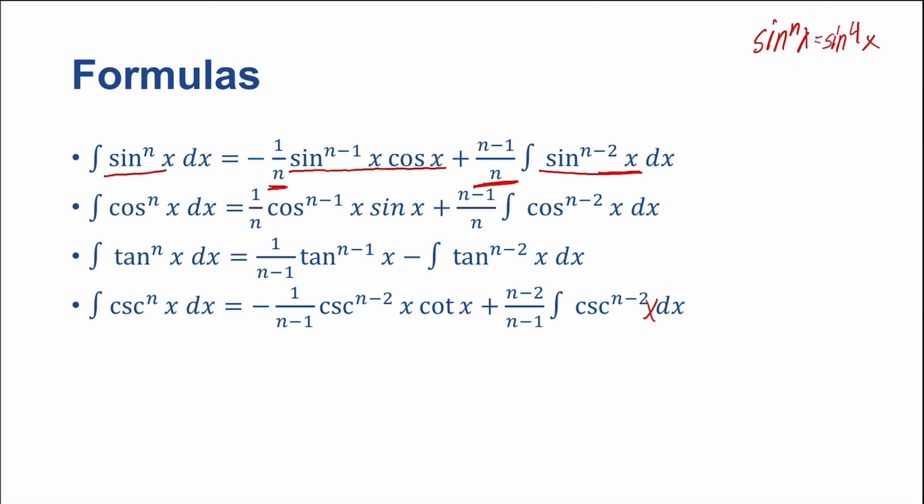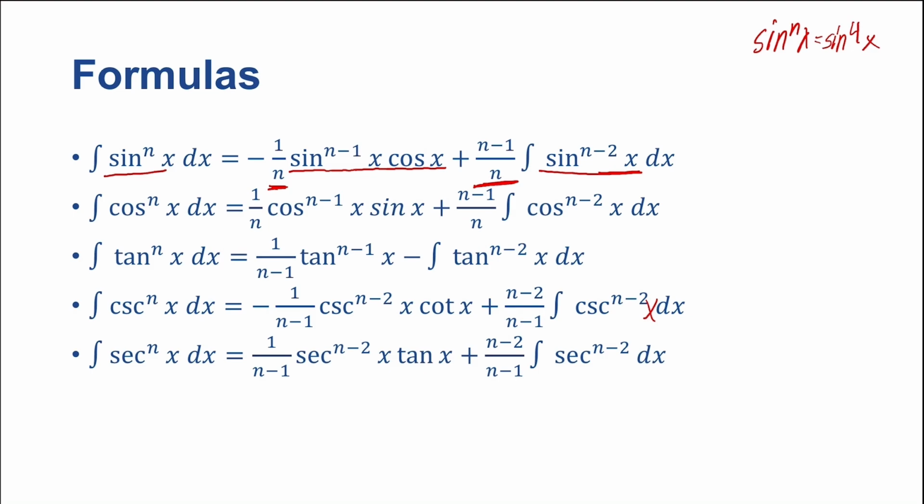We have a lot more of these. Let's take a peek. So we've got the secant too. The secant says that if I want to take the integral of the secant to the n of x dx, then that's going to be equal to 1 over n minus 1 secant to the n minus 2 of x, tangent of x, plus n minus 2 over n minus 1, integral of secant to the n minus 2 dx. Of course, this should be pretty trivial now. We're seeing a pattern here.